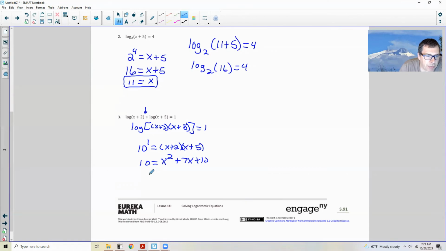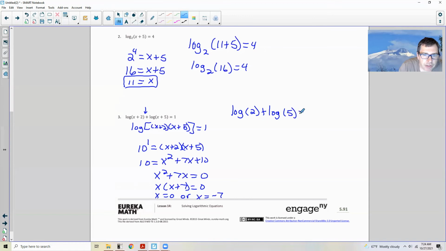Subtract 10 from both sides, and we get x squared plus 7x equals 0. Okay, subtracted 10 from both sides, and then I just flip this over. So if I factor out an x, I get x times x plus 7 equals 0. So therefore, x equals 0 or x equals negative 7. Okay, so whenever I get an answer, I should always check it. So if I substitute 0 back in here, I'm going to get log of 0 plus 2, which is 2, plus log of 0 plus 5, which is 5. And that should equal 1.